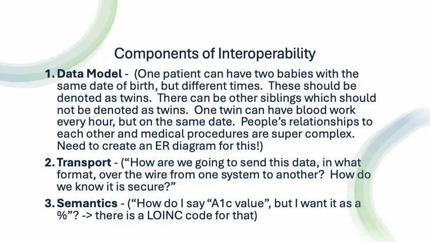Data model is how does the data relate to each other? How do the objects relate to each other? For example, one patient can have two babies. Those babies can have the same date of birth, but different times. There's probably a check mark that you have to denote them as twins, but there can be other siblings who are not twins. One twin can have blood work every hour on the same date, so blood work can happen multiple times in a single day. People's relationships to each other and medical procedures are super complex.